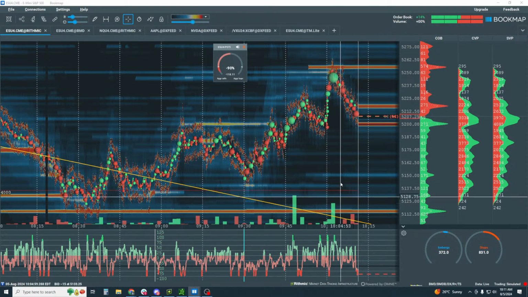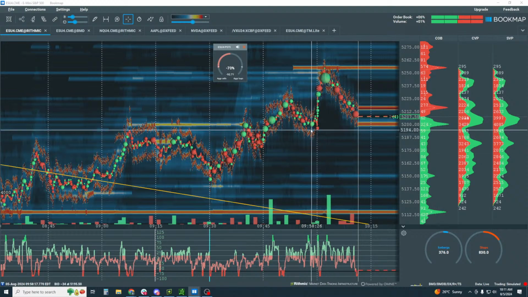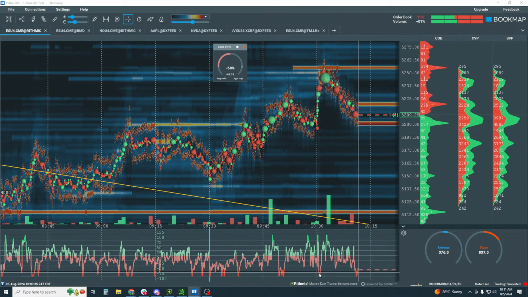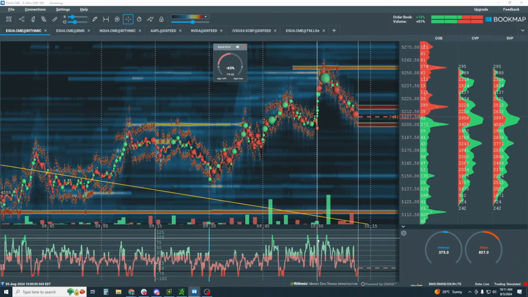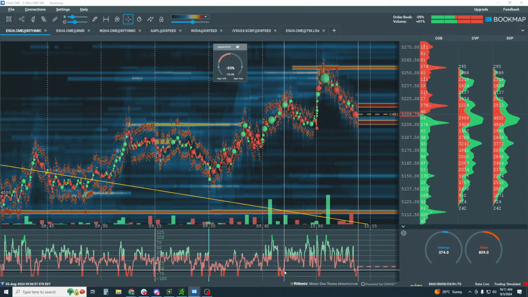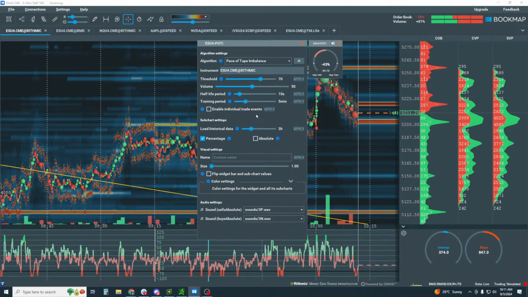But this is what we want to understand, is the relationship. And this is such a great tool, as you guys know, using the volume pressure imbalance. It's such a great tool to be able to very easily look at these levels where it went to the extremes, where it's greener up here or redder down here below the 70% threshold. If I right click on the pace of tape market pulse widget, I have it at 70%. I have the volume here. I'm going to bring that down.